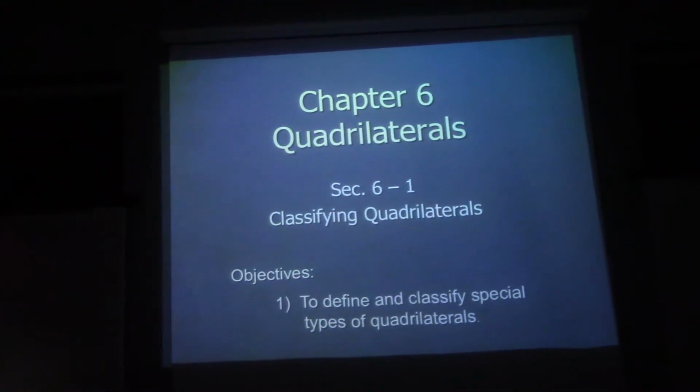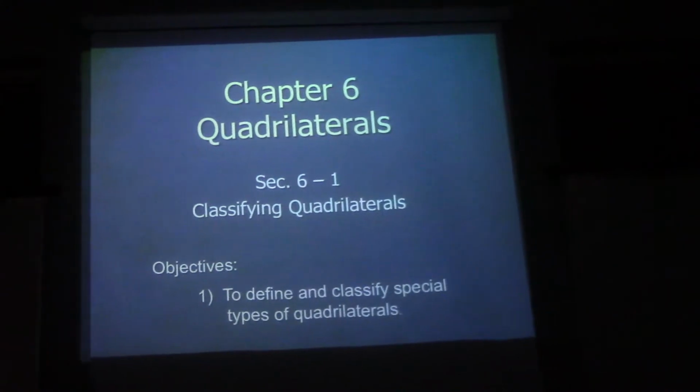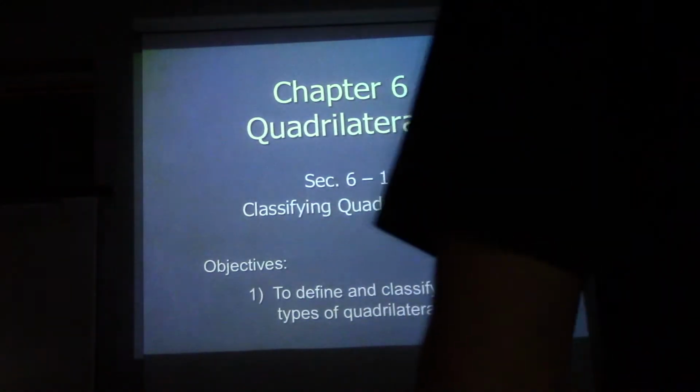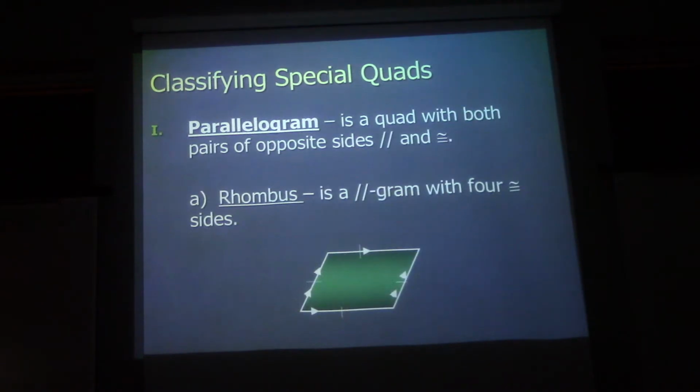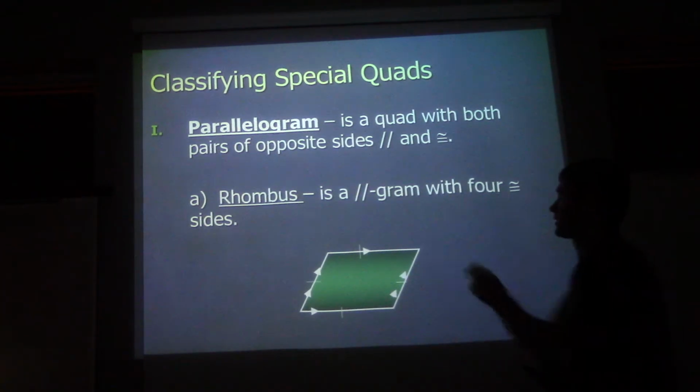Alright, good evening class. Going over section 6.1, we're going to look at classifying quadrilaterals. So quadrilaterals are just a four-sided figure, so we're going to start there. As we get going, the first thing we're going to look at is the types that we have. First of all, we have a parallelogram, which is a quadrilateral with opposite sides that are parallel.